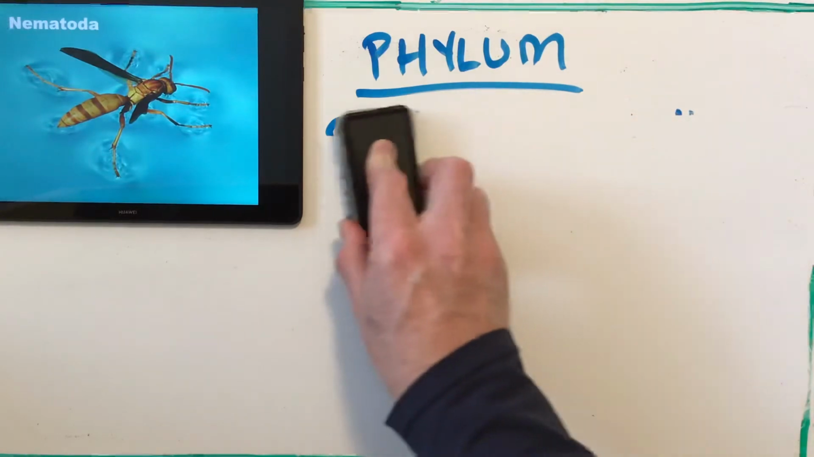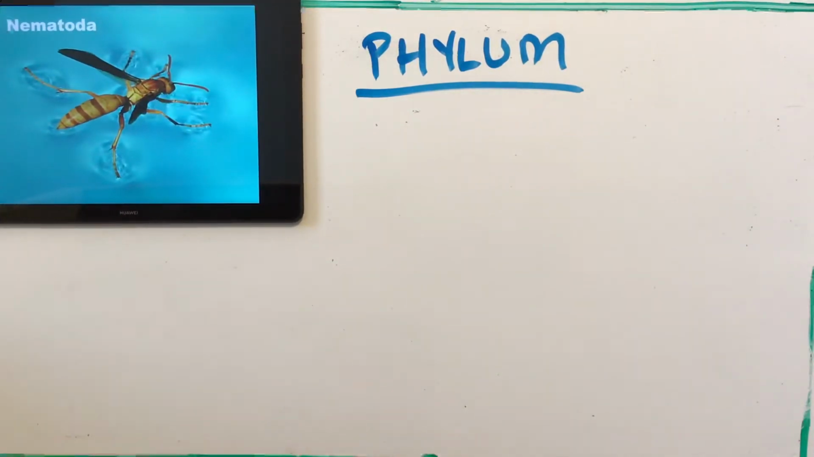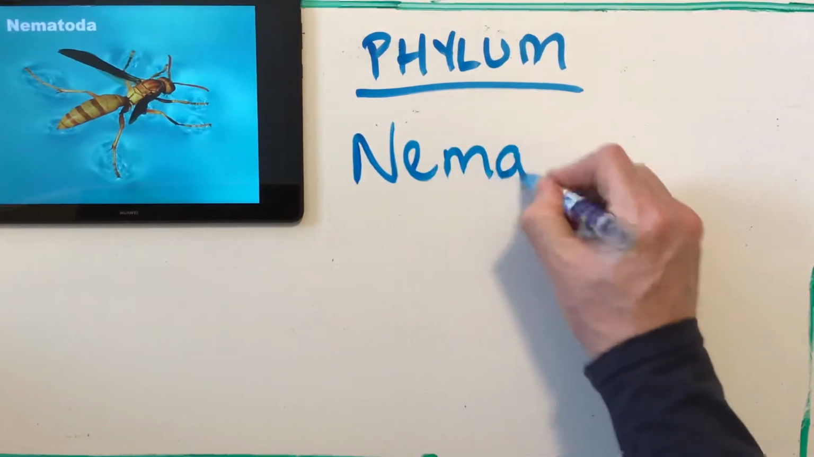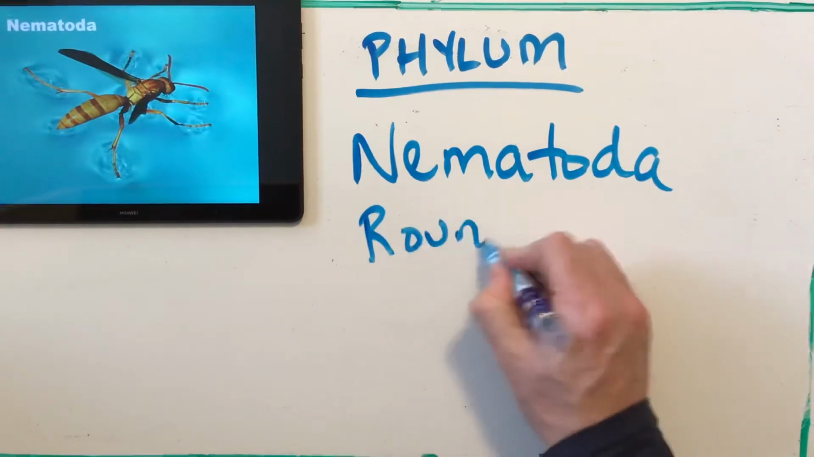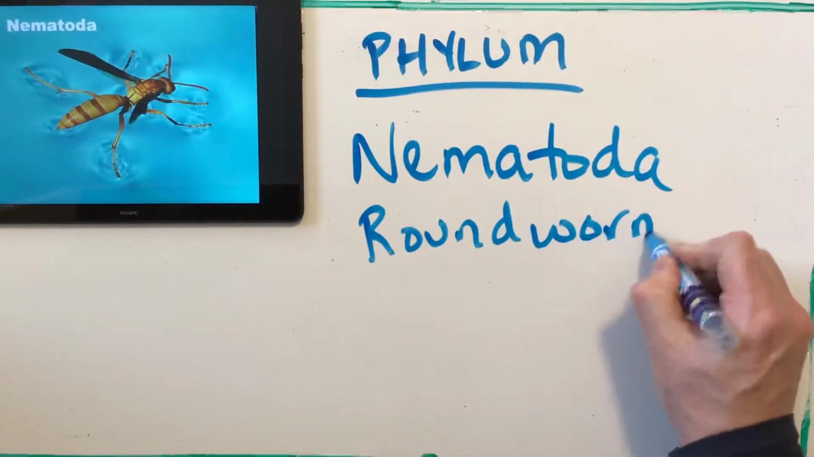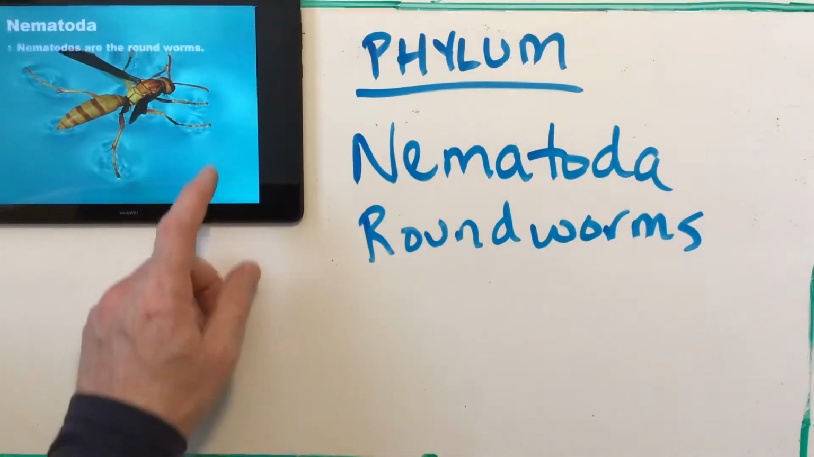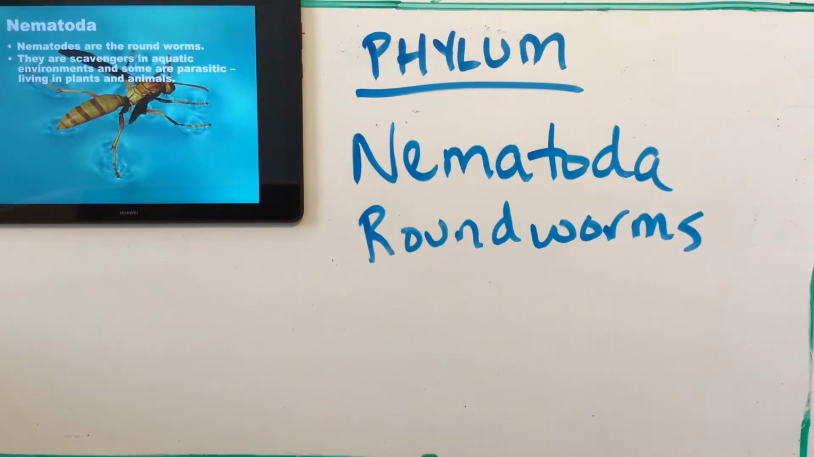Our next group are the nematodes, phylum Nematoda. These are the roundworms. So, nematodes are the roundworms. They're scavengers in aquatic environments, so they wait for something else to go along and kill something, and they'll go in and feed after it.